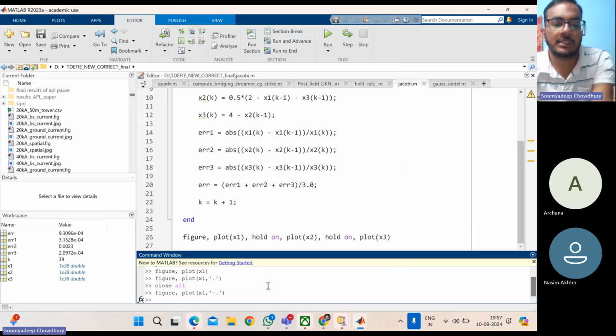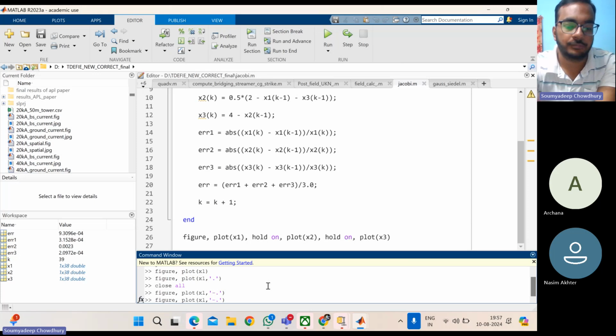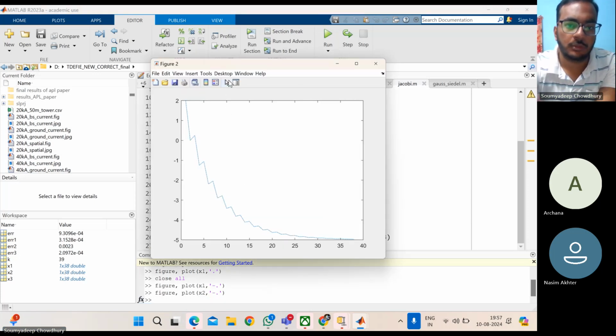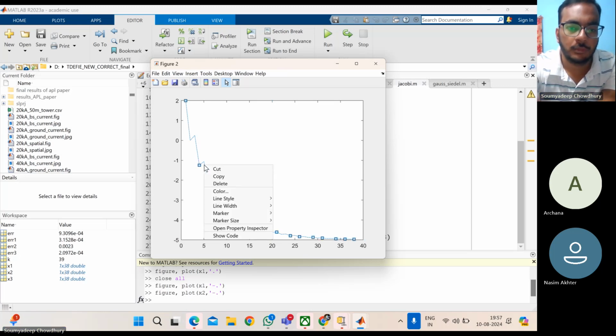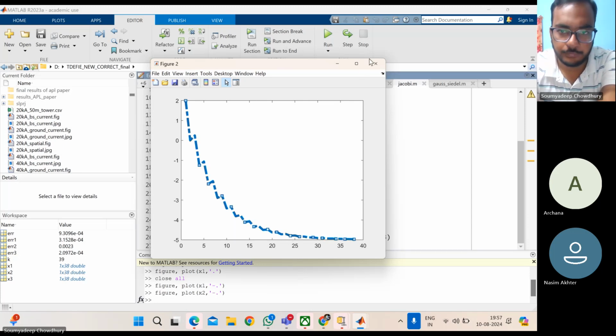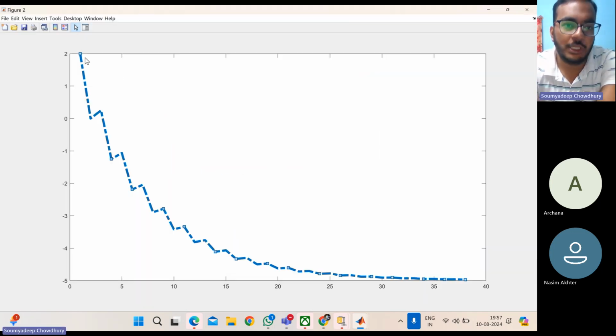Similarly, we can do it for y also. This is the plot of y. y was initially 2, then it was 0, then in the second iteration it was around 0.25. Then gradually it decreased, and the value has converged to minus 5. So the actual value is minus 5 for y.